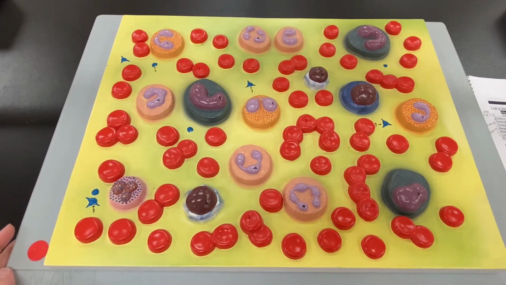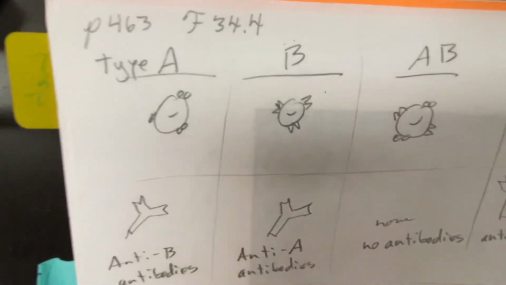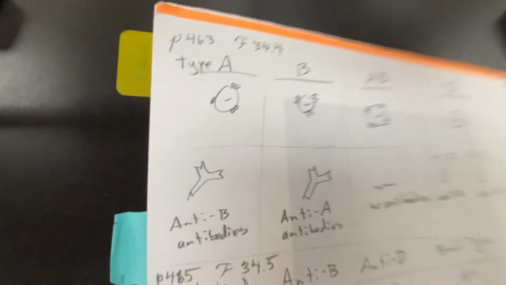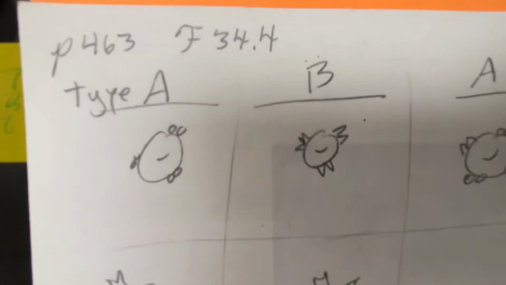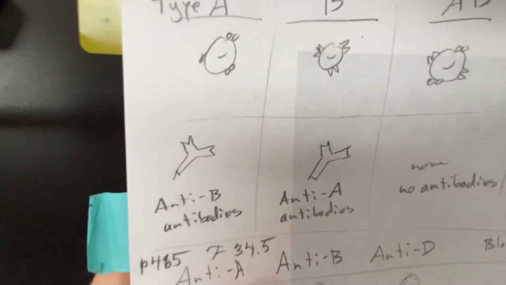Okay, so let's switch to the blood typing. I'm going to move this model out of the way. Okay, so let's talk about blood types really quickly. This is my version of the picture in the lecture and lab book. It looks like on one version of the book, it's figure 34.4 on page 463. That's probably one of the lab books.